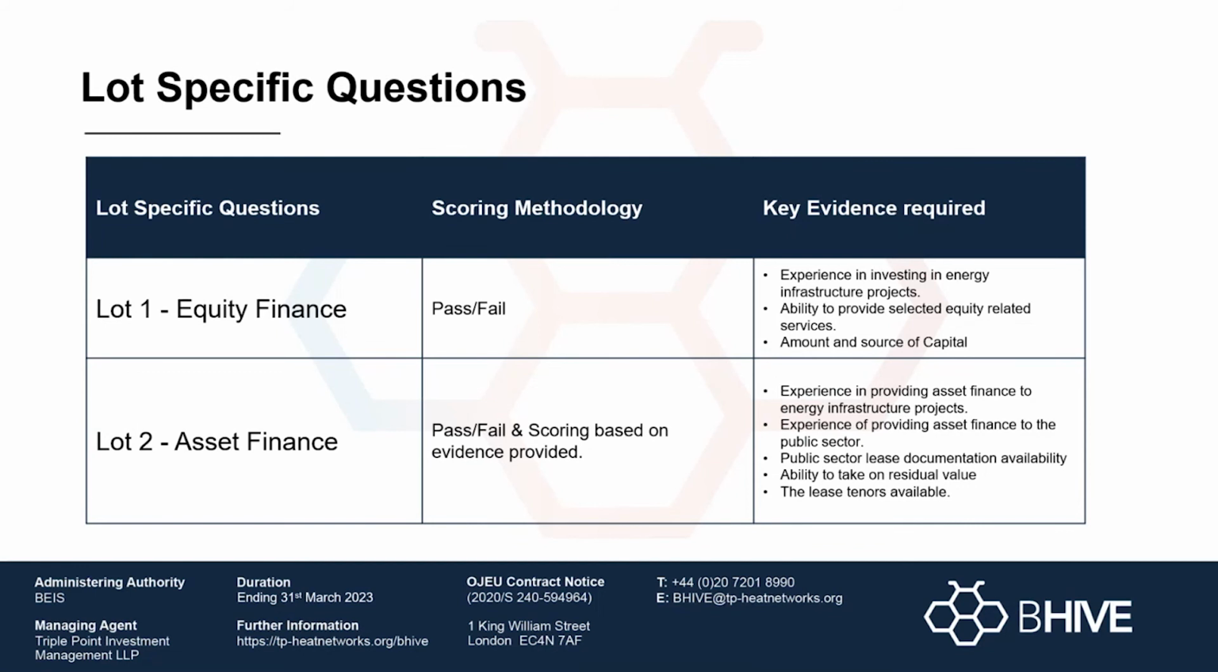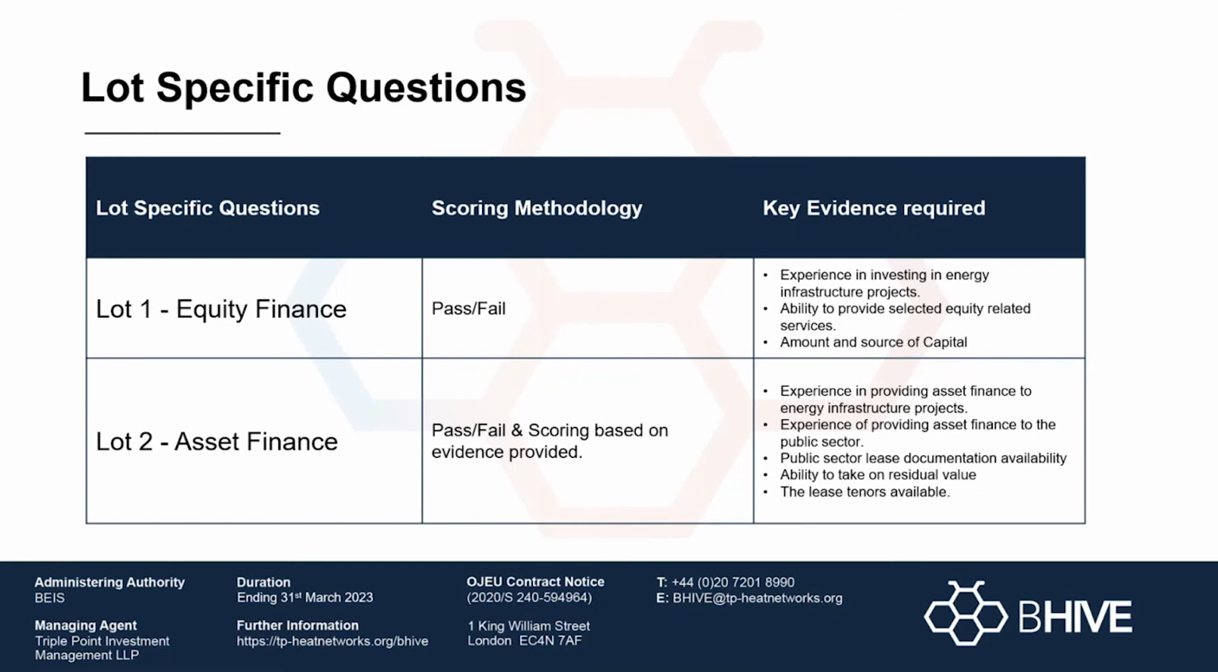So the lot specific questions, as I outlined earlier, should be completed as a composite response. For the equity finance, these would be detailing your experience in energy infrastructure projects, your ability to provide the services and the amount and source of the capital. For asset finance, these again are detailing the experience in the industry, and then also the availability of public sector lease documentation and the ability to take on residual value. All of those are within the SQ, and it details in there how much of a response you should give, and the sort of examples that we're looking for.